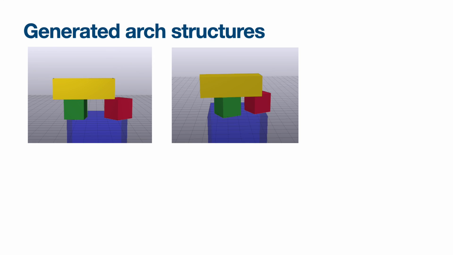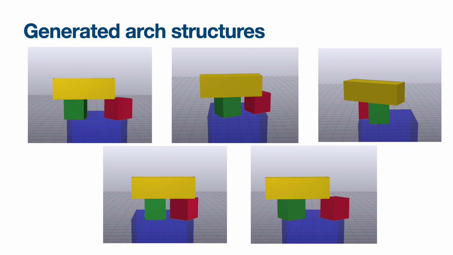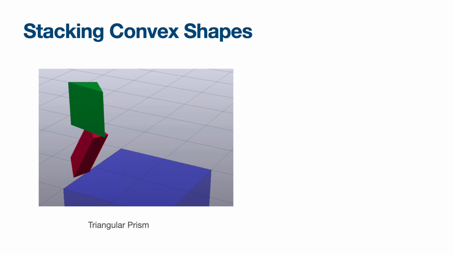Here are 5 generated structures. We can see there's a reasonable amount of diversity, especially in the bottom 2 blocks. Finally, we show results for 2 additional convex shapes.